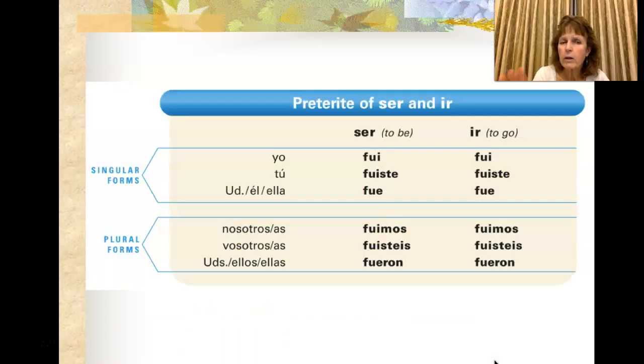In Spanish 2, in our first chapter, Lección 7, they taught us that ser and ir have exactly the same forms in the preterit. Yo fui, tú fuiste, usted fue, nosotros fuimos, ustedes fueron. And so you have to pay attention to the context, to the rest of the sentence, to know if you're saying that somebody was something, or somebody went somewhere, right? But you can tell by the rest of the sentence.